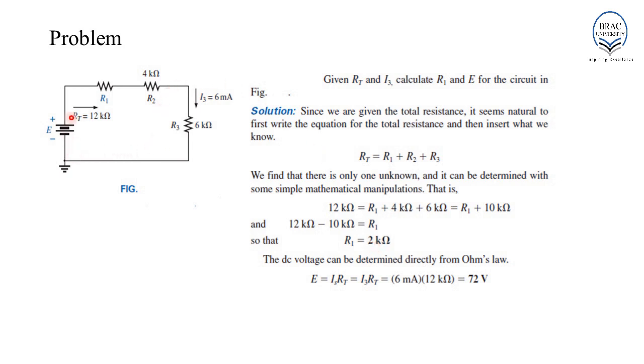Now, this is a series configuration. Therefore, the same current will flow through all the elements in this circuit. That is, the current flowing through the source, Is, the source current, is basically equal to the current flowing through resistor R3, which is I3. Now, we know the total resistance and we know the source current. Thus, using Ohm's law, we can determine E, which is equal to IsRT or I3RT and is equal to 72 volts.